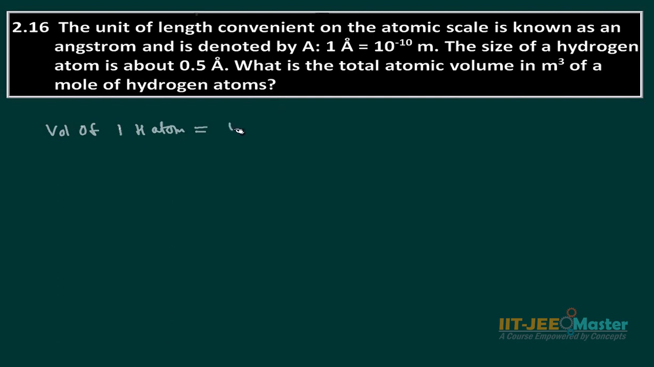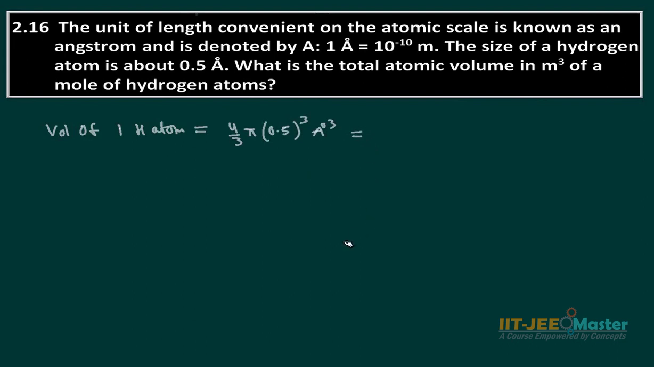That will be 4 by 3 pi r cube. If 0.5 angstrom is the diameter, then we will take 0.5 by 2 as r, and its cube will be here. I know the radius of hydrogen atom is 0.5 angstrom, so I'll take 0.5 angstrom as the radius, so it will be angstrom cube.